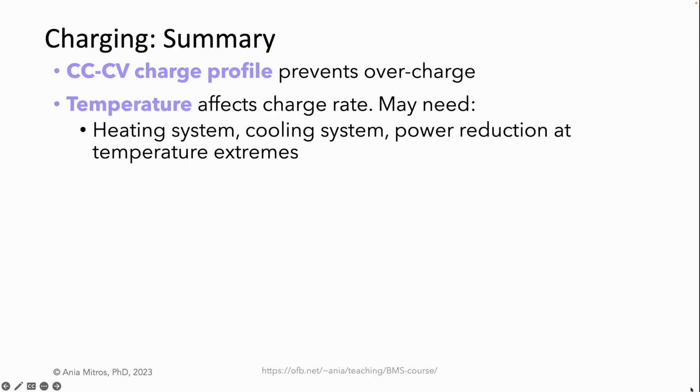Temperature matters. While detailed information on degradation as a function of current is tough to find on the open internet, it is essential to an optimized design. Good management of a lithium-ion battery typically requires a heating and cooling system, and operation with reduced power when the battery is hot or cold. Fast charging requires care, as summarized in the previous slide.